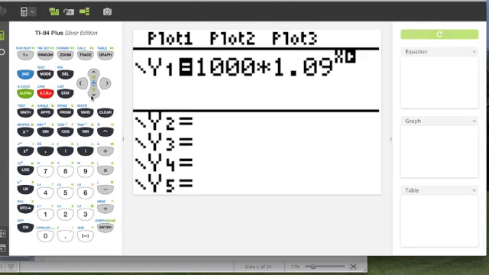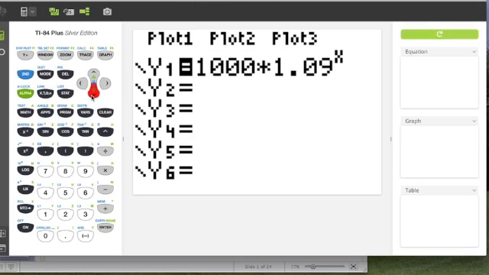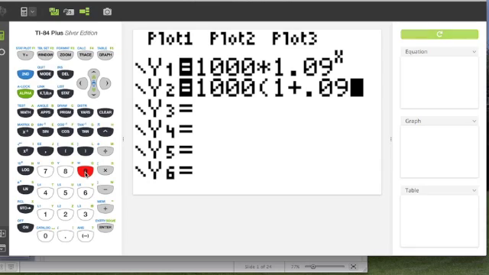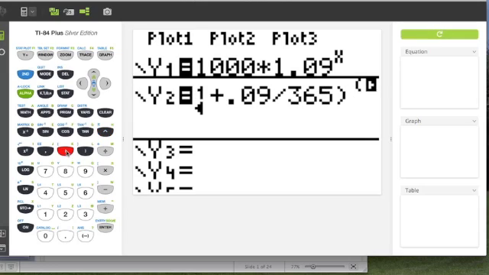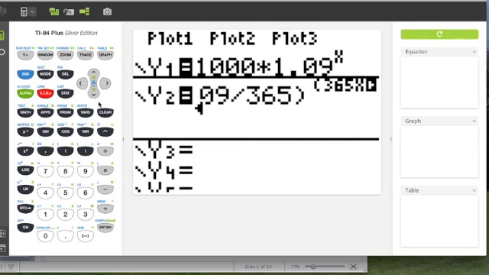And our second equation, going down, making this y2, will be y equals 1,000 times, I'll use parentheses for this one, 1 plus 0.09 divided by 365, close my parentheses, raised to, I'll use parentheses here again, 365x, and I'll close those parentheses.